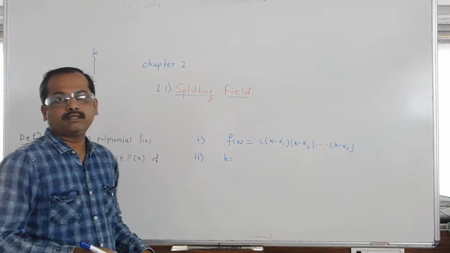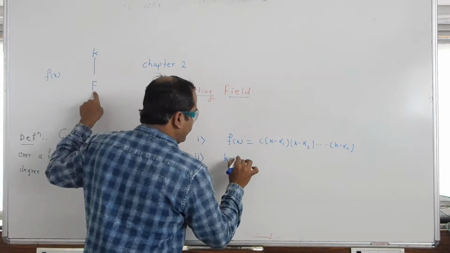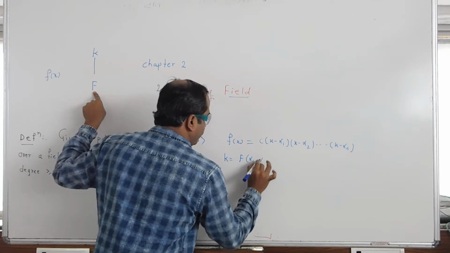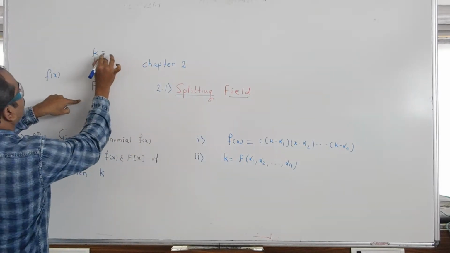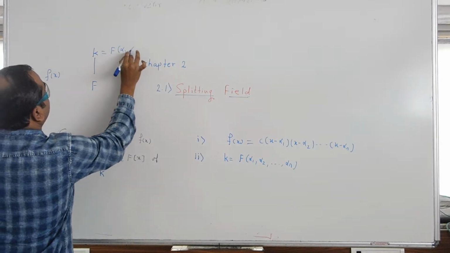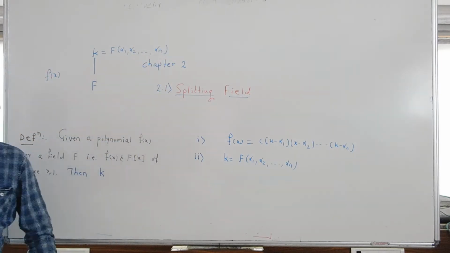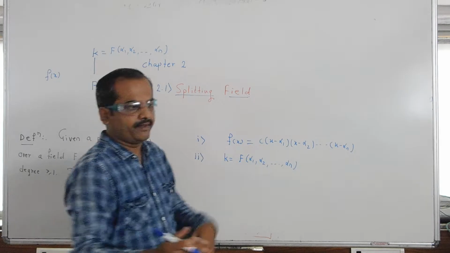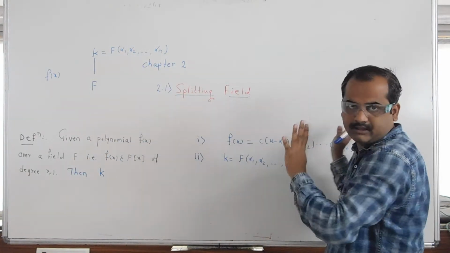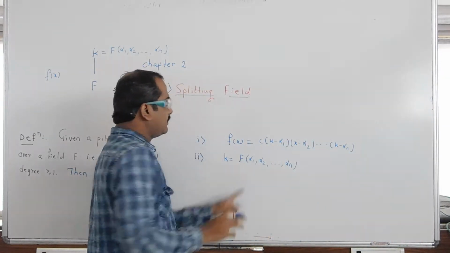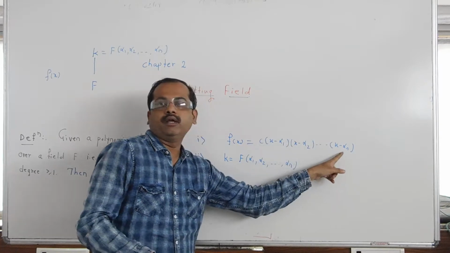And the second condition: K can also be written by just attaching these roots to F. So what we have is K equals F of alpha 1, alpha 2 up to alpha n. Generally we take the roots non-repetitive. If it is repeated, like x minus alpha 1 squared, it still completely splits. I can write this f of x as a factorization into degree 1 factors, n number of roots.